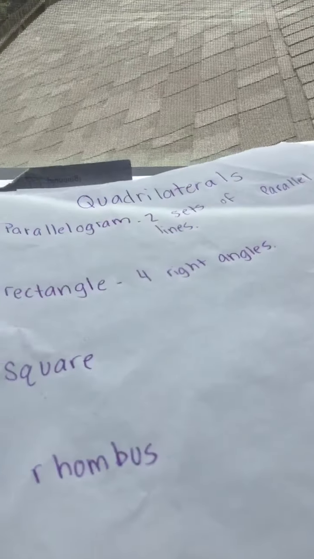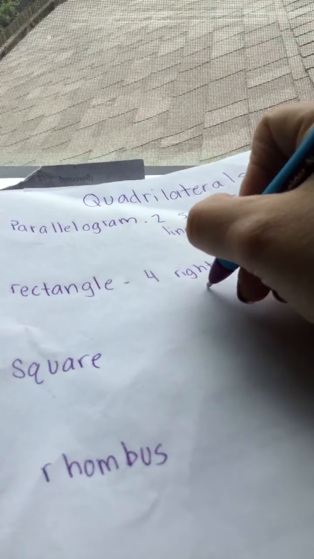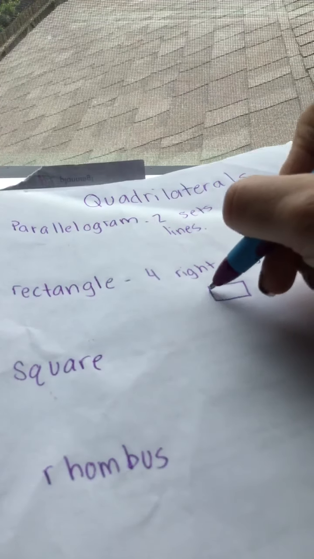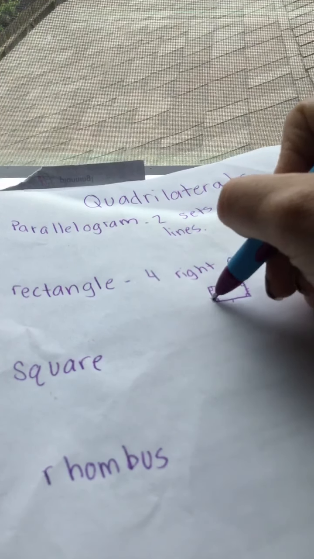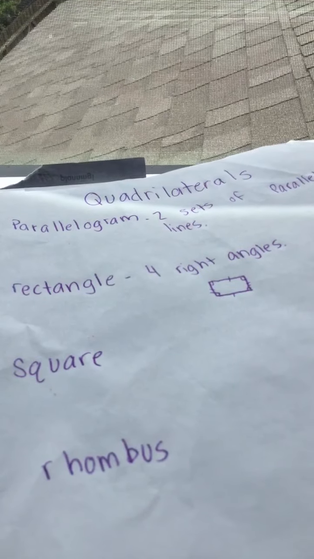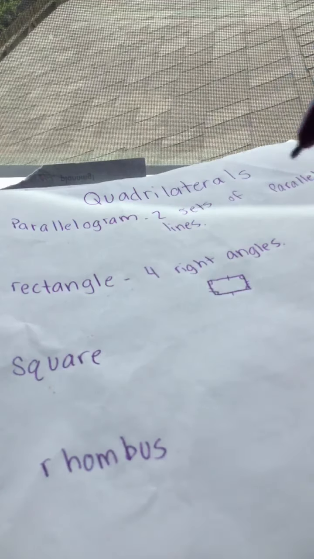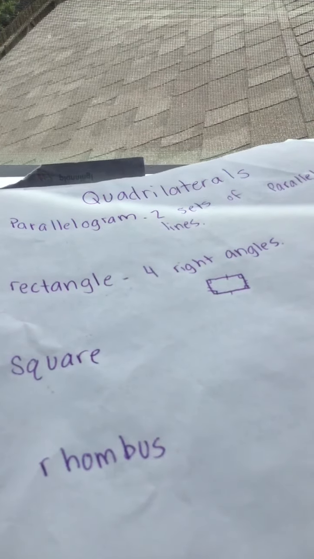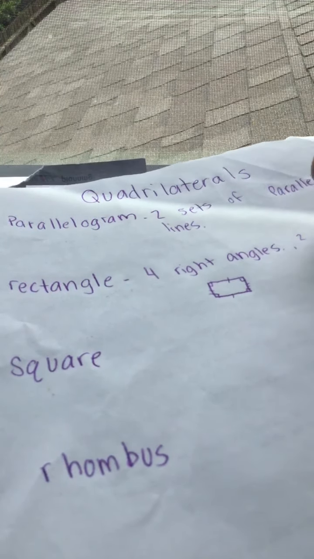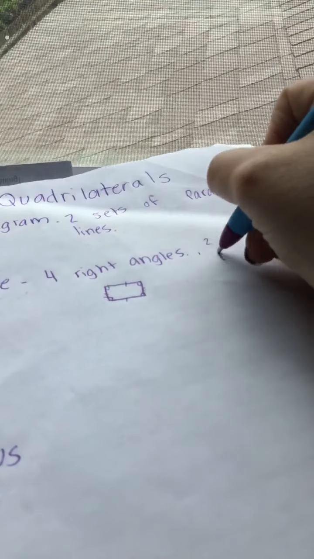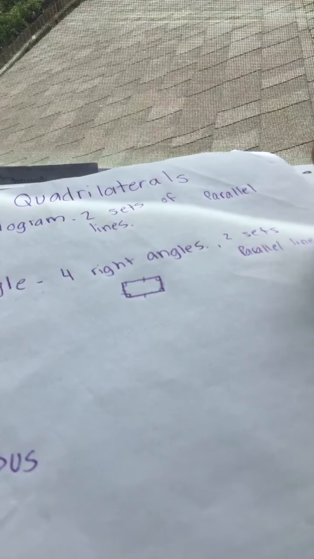Now, if you think of a rectangle, don't they also have two sets of parallel lines? I'm just going to draw a quick picture. So these are my right angles, but aren't these also parallel lines? And the answer is yes. So when you're classifying, a rectangle is also a parallelogram. It's not just one thing and that's it. It can be more than one thing. So rectangle has four right angles and two sets of parallel lines. It's both, okay?